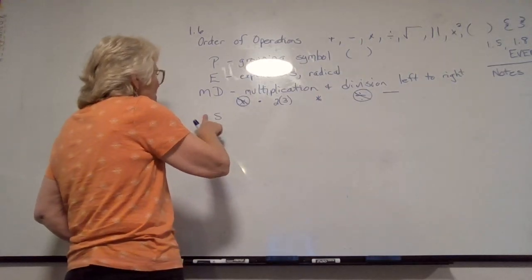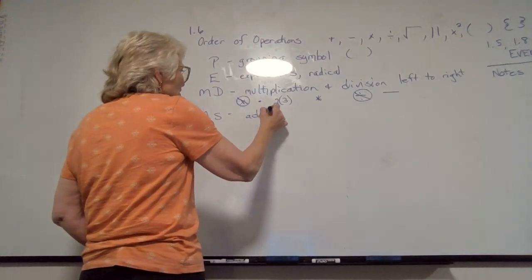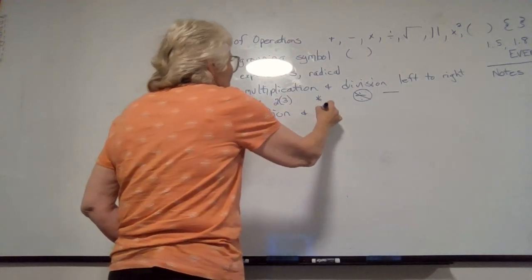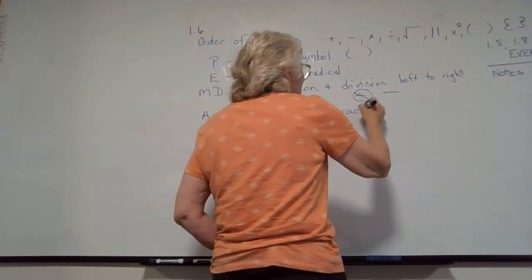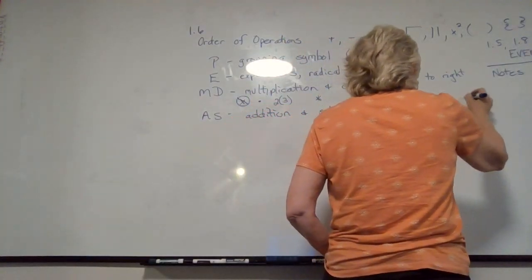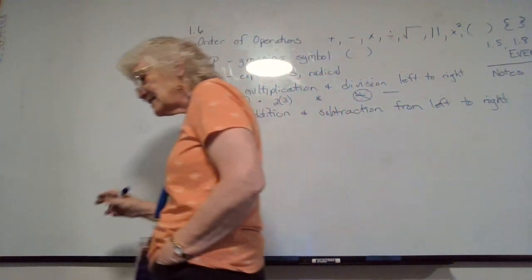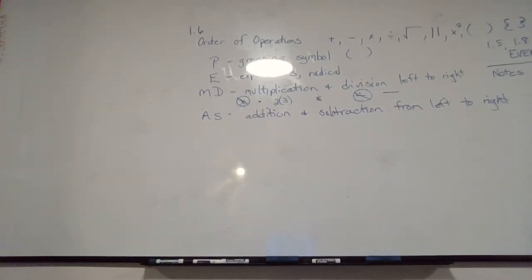This is not the right one. Sorry, that's AS. This is addition and subtraction from left to right. Now, I'm not going to confuse you by using the way that I teach that more in algebra yet, because it would be totally confusing. So we will just stick with doing addition and subtraction at the same time, going from left to right. That makes it easier.